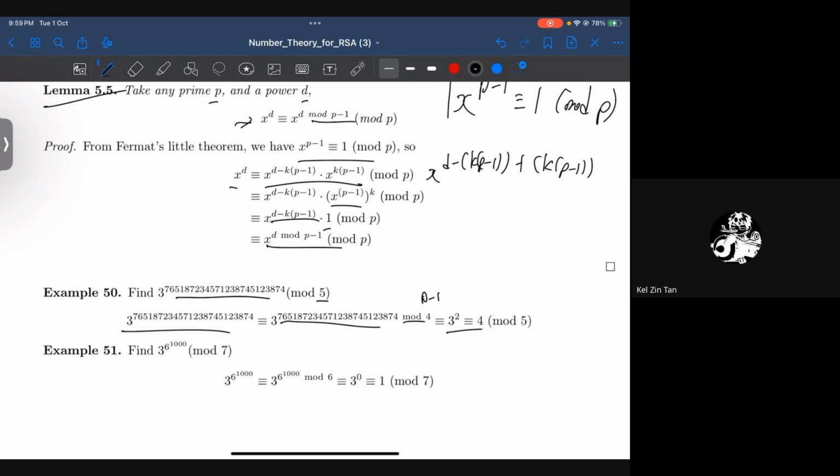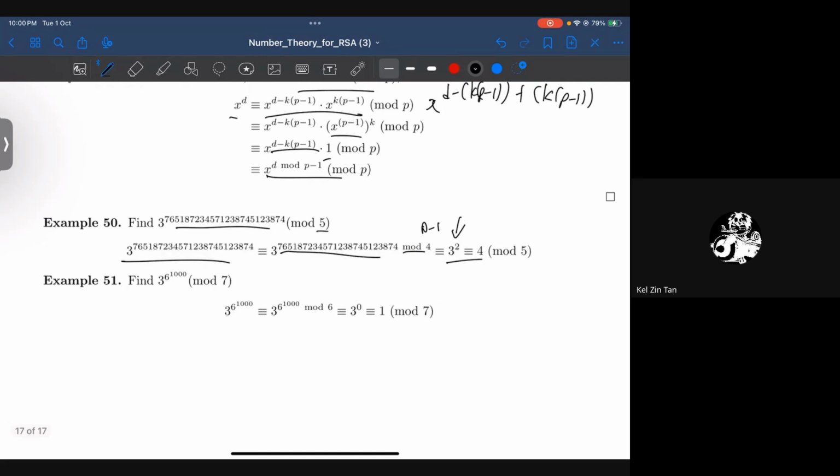Okay, so let's say if I give such a large number, you can't really compute it out, right? But Fermat's little theorem is good because it says that you don't really need to compute it out. You can reduce your problem. In the end you just need to calculate 3 to the power of 2, which is 9, and then 9 modulo 5 is equal to 4. So this is nice because we reduce our computation by a lot.